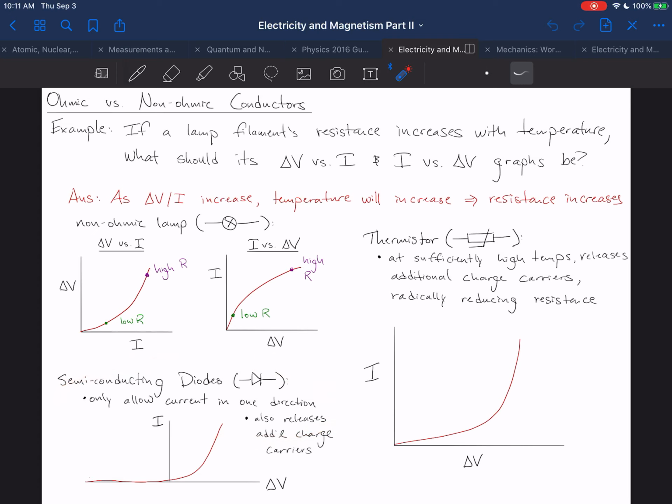Semiconducting diodes have the same general feature on this side, but they also have an additional feature, which is that current can only travel through the circuit element in one direction. And so they have a pretty interesting I versus delta V graph. Delta V in the correct direction gives you a graph that looks a lot like the thermistor, and delta V in the other direction basically shuts down the current. As it so happens, you can actually break the diode by doing this. Diodes you might be familiar with. The fact that it only goes in one direction is a feature found in light-emitting diodes, otherwise known as LEDs.